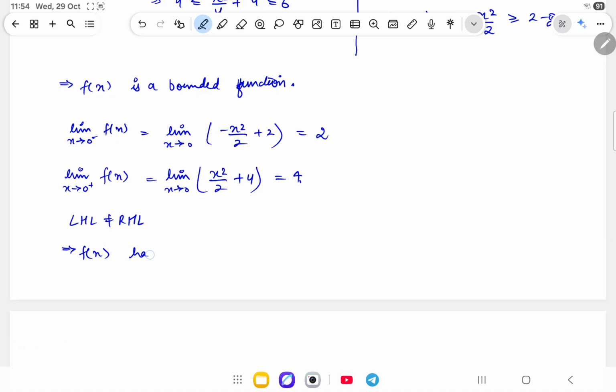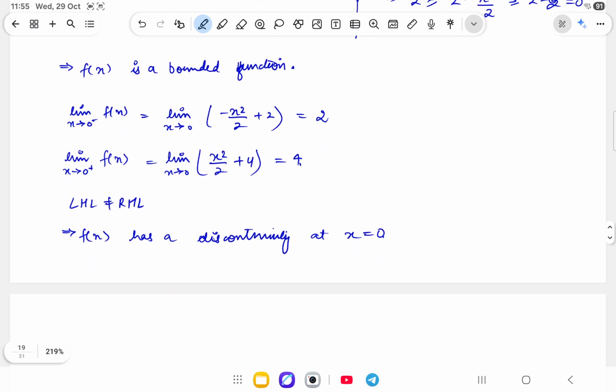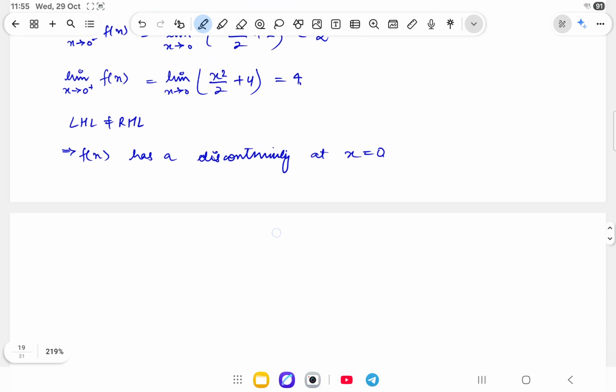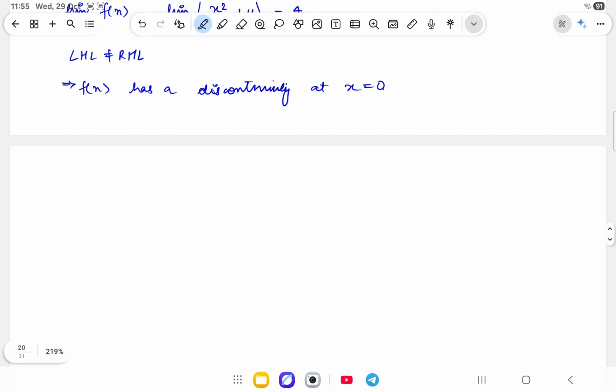So function f(x) has a discontinuity at x equals to 0, and except this point x equals to 0, the function f(x) is continuous at all other points. So we have discontinuity at only a finite number of points. So we have a result which says that if a function is continuous elsewhere except at a finite number of points, then the function is Riemann integrable. So using that result, I can claim that the function f(x) that is given to us is a Riemann integrable function.